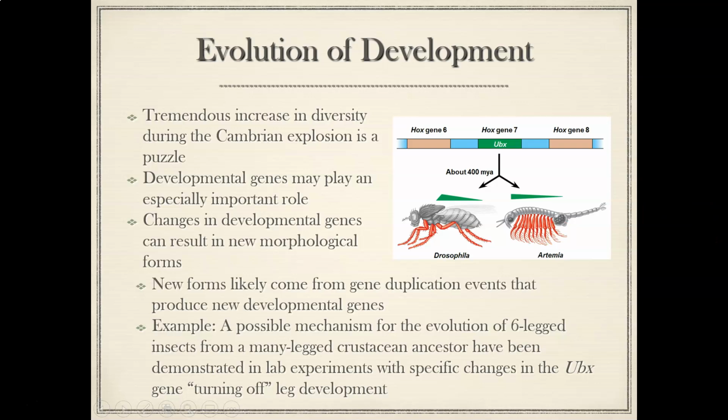So new forms most likely come from gene duplication events that then produce some additional mutations within those duplicated copies that then produces some additional developmental changes in their body plans. So it's a possible mechanism for how these are in fact working. So this particular Hox gene 7 contributes to the number of legs in this crustacean species. We've actually been able to demonstrate this in a lab by changing that UBX gene and turning it off partway through leg development. We get that reduction in the number of legs from that crustacean species to the fruit flies. So we're able to actually demonstrate this in a lab.